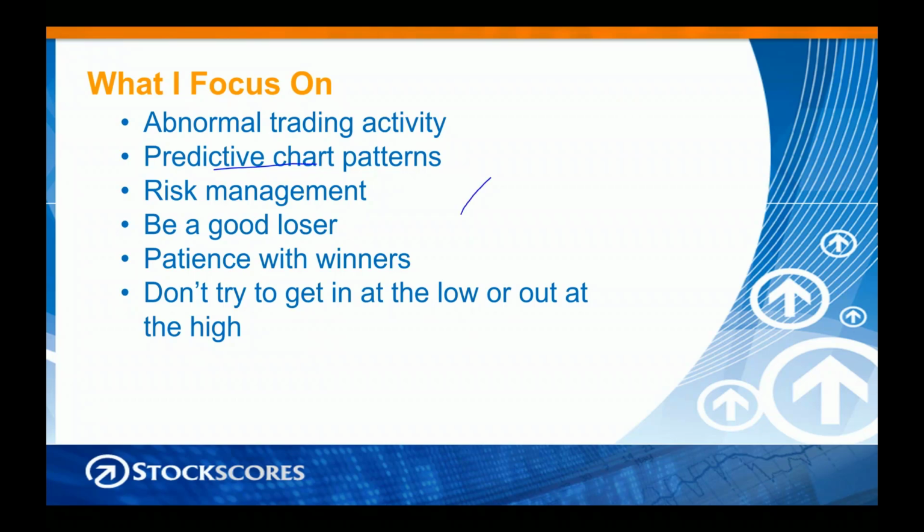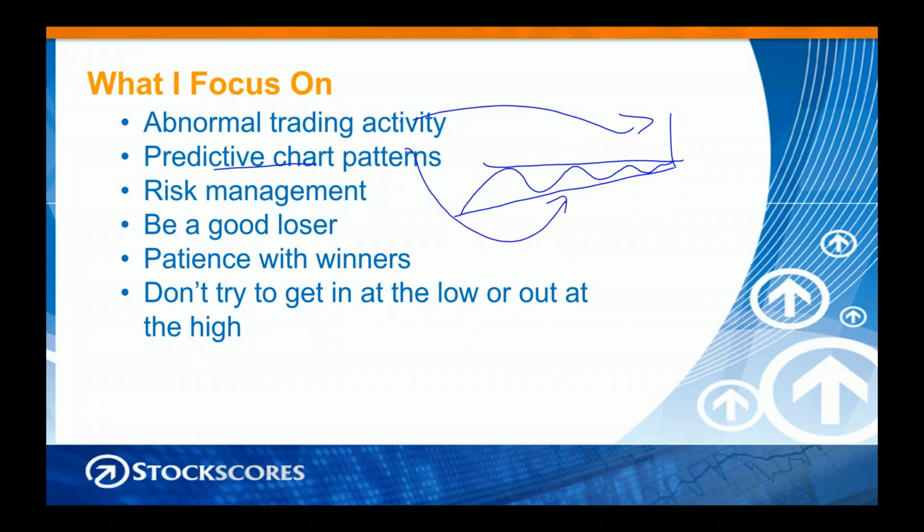The one that we've seen so far tonight is something called an ascending triangle. It looks like this. It's got rising bottoms, a flat top, and then a breakout. So that would be an ascending triangle breakout with abnormal trading activity here, the predictive pattern here. And then if you buy this, we're going to plan to lose here at the floor before the breakout. So that's the floor price, and that's our risk management. If it were to fall down through there, we're going to take the loss. That's being a good loser.